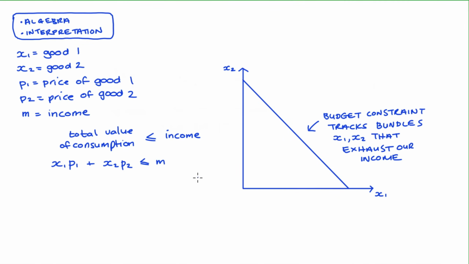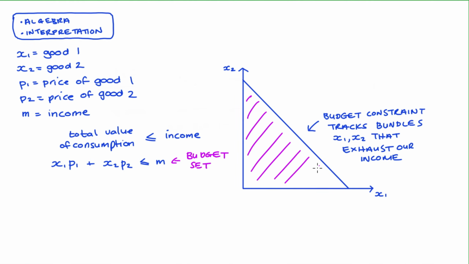Well, the sum of these spendings on good 1 and good 2 has to be less than or equal to our income. So this inequality here is what we call the budget set, and this set tells us all of the possible or feasible consumption bundles that we can afford. Visually, we see this as the area under and including the line of our budget constraint, just like this. Now, as I said previously, the budget line itself tracks those bundles that cost exactly M. And so we're going to write the equality here, and that's our budget line or our budget constraint.